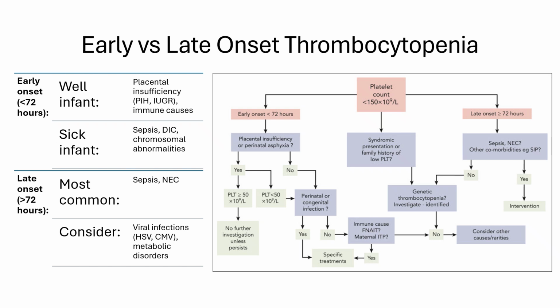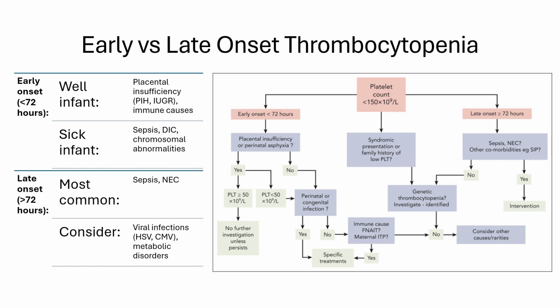Well-appearing infants most commonly have placental insufficiency from maternal pregnancy-induced hypertension or intrauterine growth restriction. This mechanism involves impaired placental function, leading to fetal hypoxia and reduced megakaryopoiesis. The thrombocytopenia is typically mild to moderate, reaches its nadir around day 4, and resolves within 10 days. Severe early onset thrombocytopenia in well infants suggests immune-mediated destruction, particularly neonatal alloimmune thrombocytopenia.